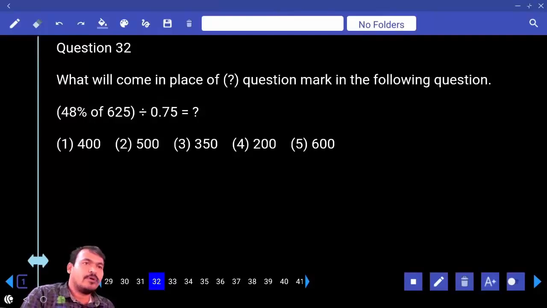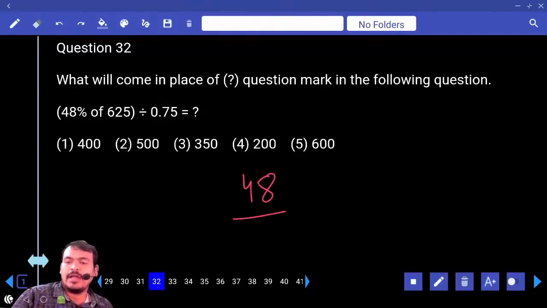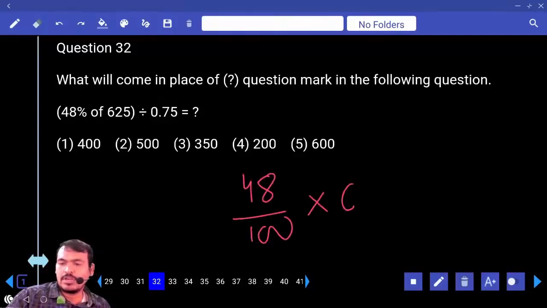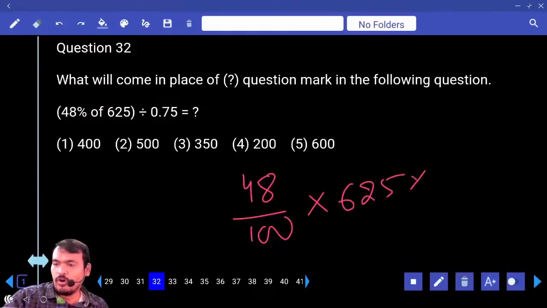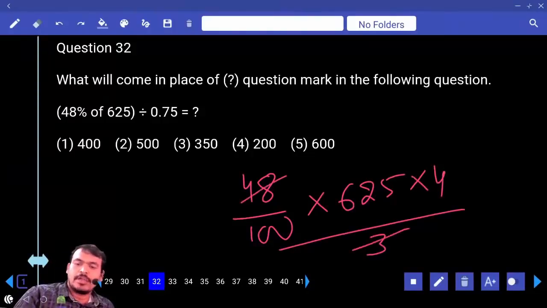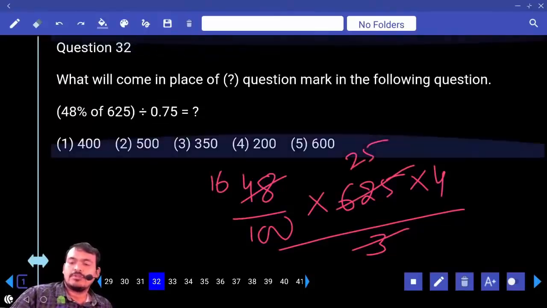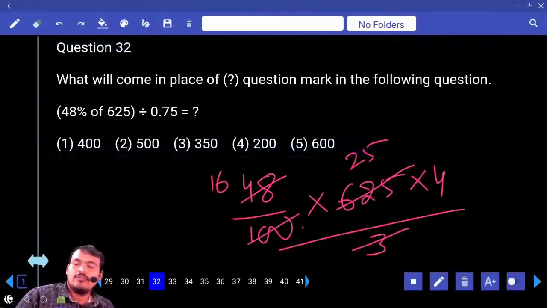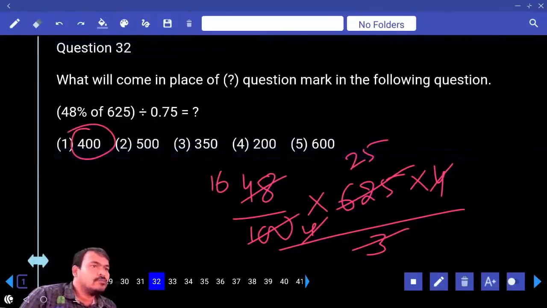Next, 32. 48% of 625 divided by how much value? 0.75. 0.75 means written 3 by 4 or not? 3 by 4. This one I have written 48 by 100 into 625 into 4 by how much value? 3 or not? 3 how many times? 48. 16 times or not? 25 how many times? 625. 25 times. 25 how many times? 100. 4 times. The 4s get cancelled or not? Then 16 into 25, 400 or not?